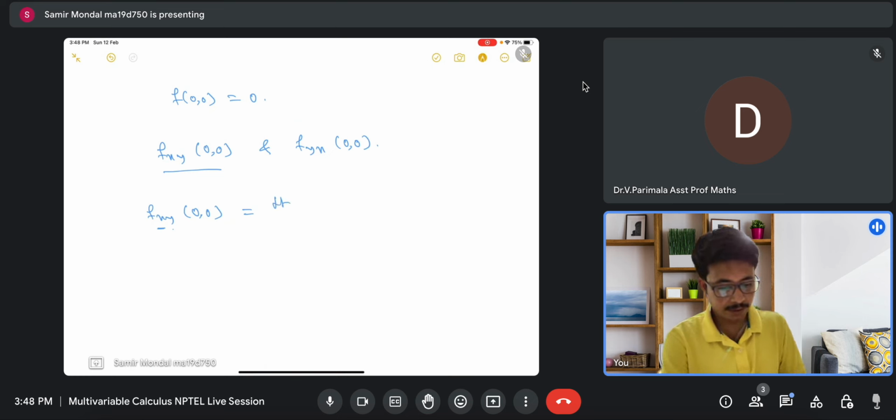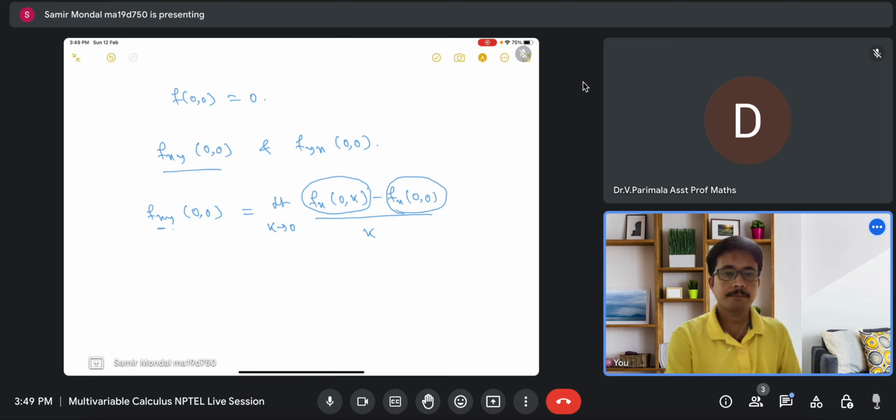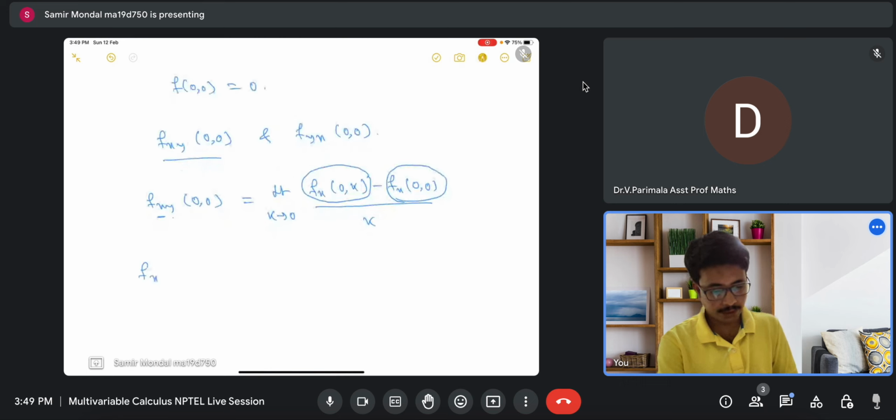So what will be the limit definition? Limit k tends to 0, f_x(0,k) minus f_x at the point (0,0), divided by k. So we need this quantity, then we can tell the value of this one. So we have to find f_x at the point (0,0). What will we get for this one? You can check it. We will get 0.